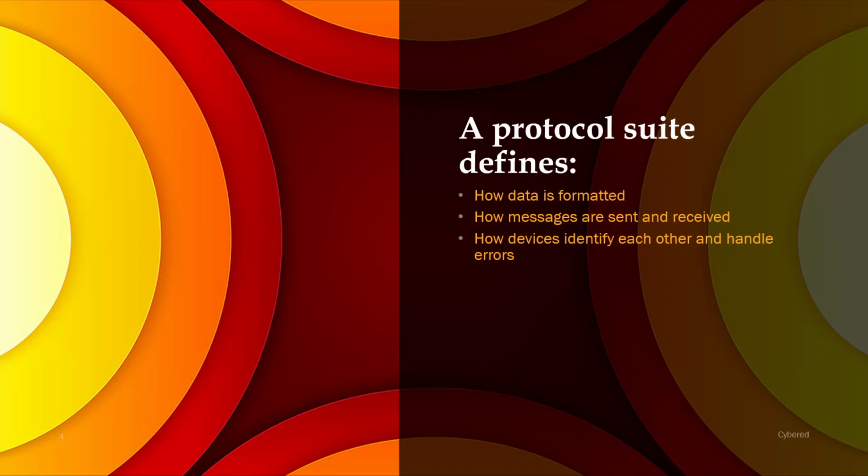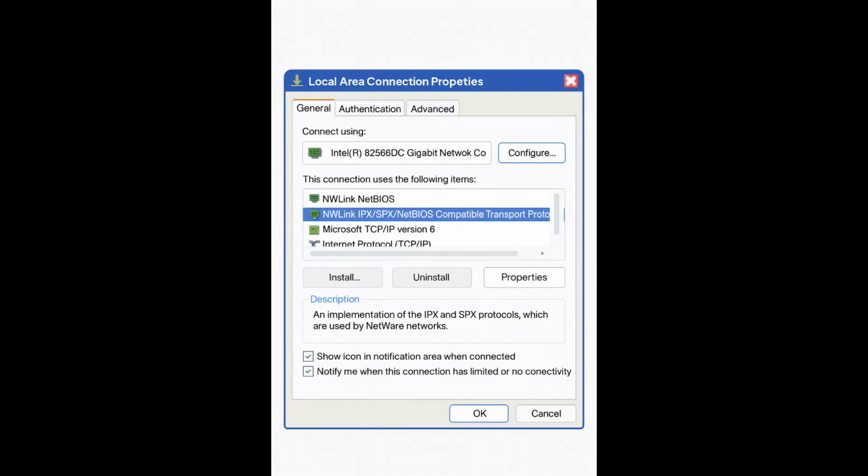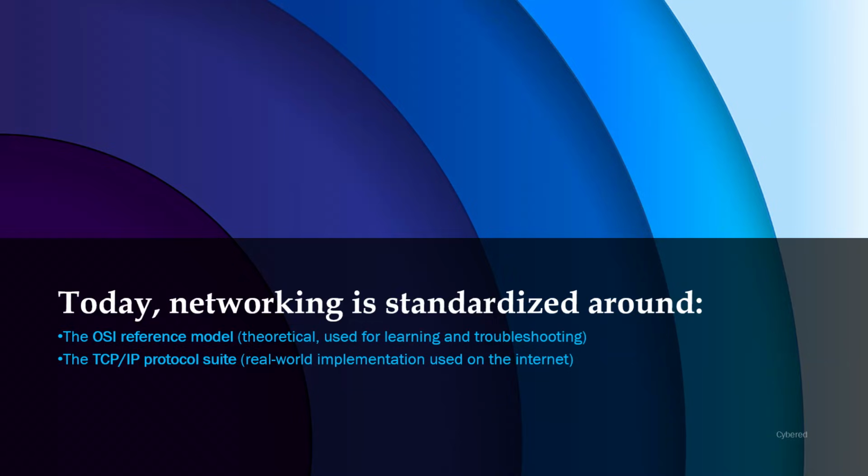A protocol suite defines how data is formatted, how messages are sent and received, how devices identify each other, and how they handle errors. In the early days, vendors created proprietary protocol suites like AppleTalk and IPX/SPX, which often only worked with their own equipment. This didn't scale well. Today, networking is standardized around the OSI reference model, which is theoretical and used for learning and troubleshooting, and the TCP/IP protocol suite, the real-world implementation used on the internet.